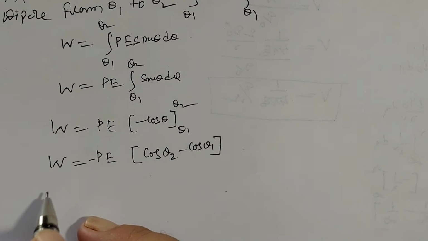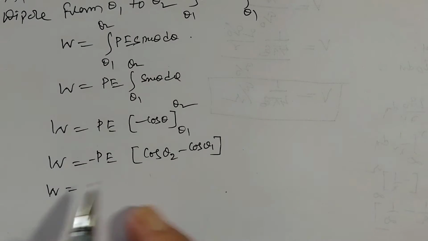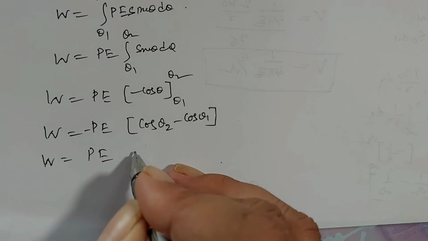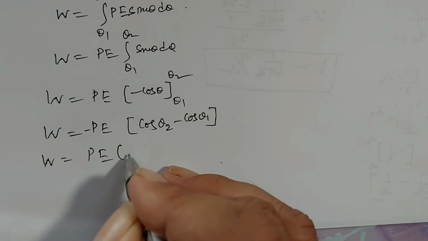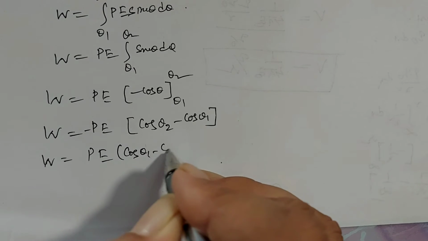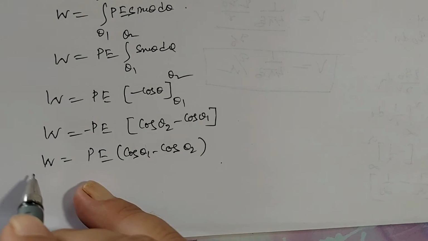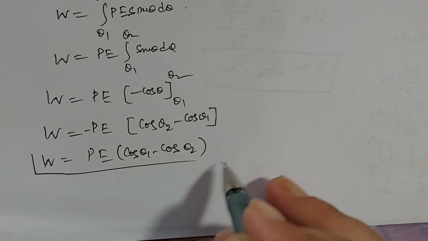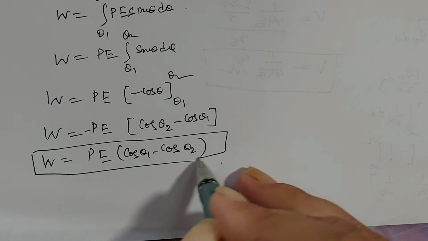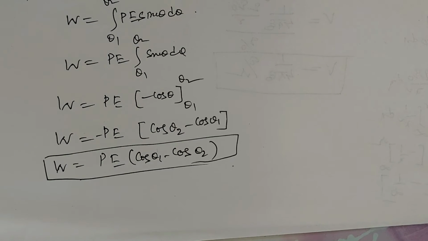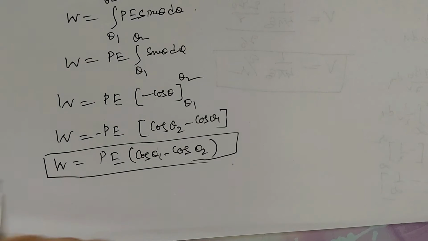Okay, send this minus to the inside. Then we write PE into cos theta 1 minus cos theta 2. This is the amount of work done in rotating the dipole in the electric field.